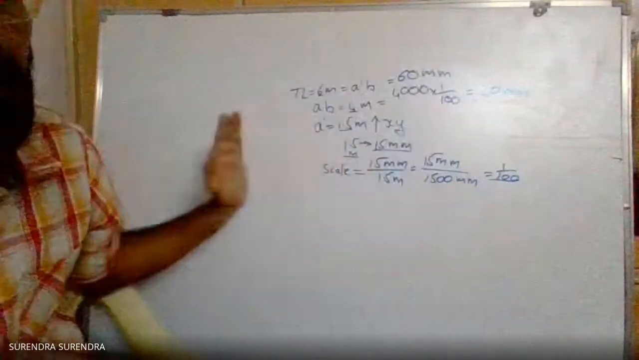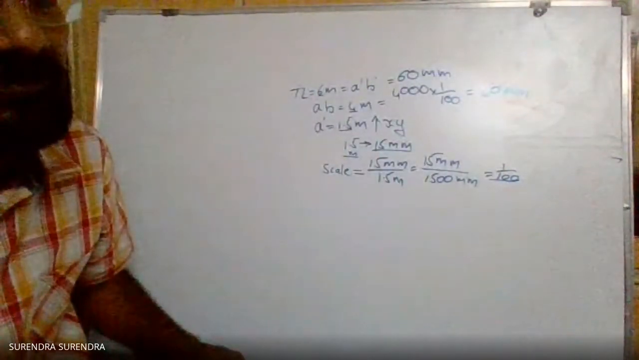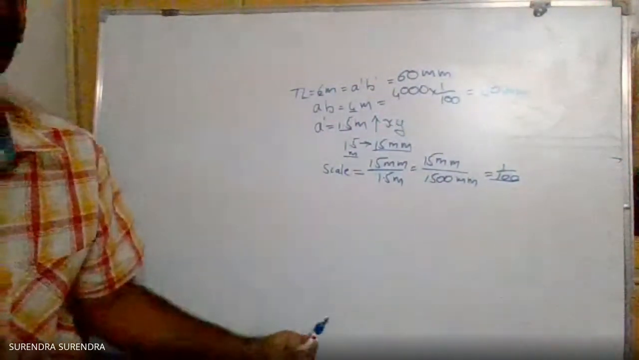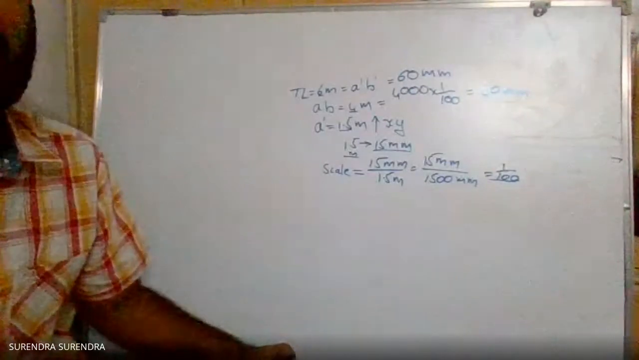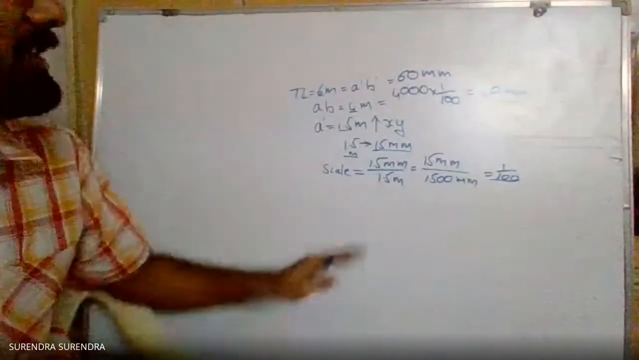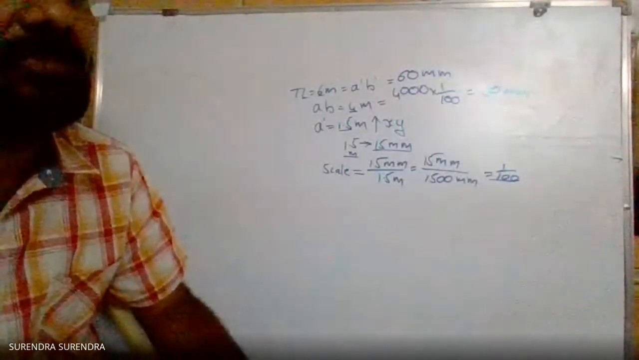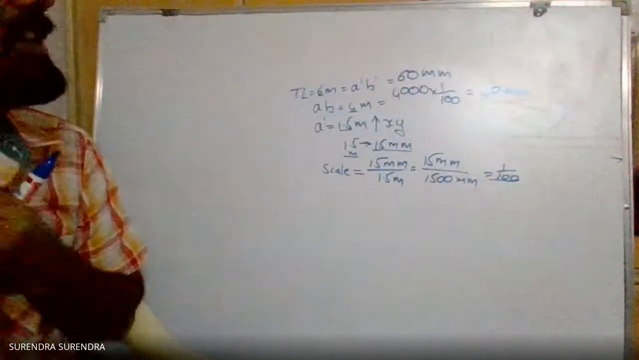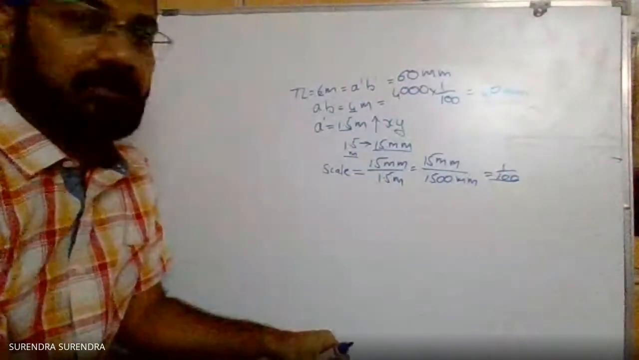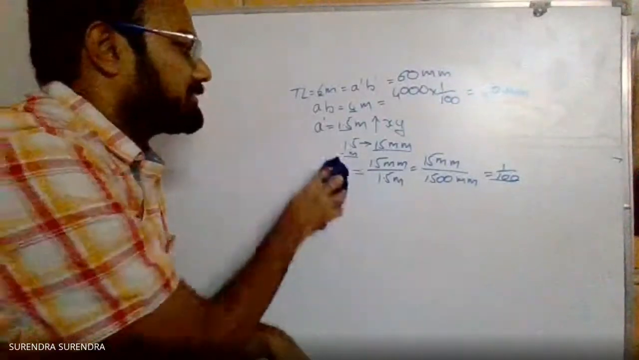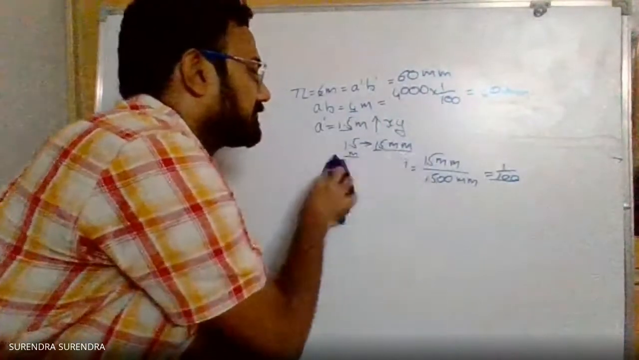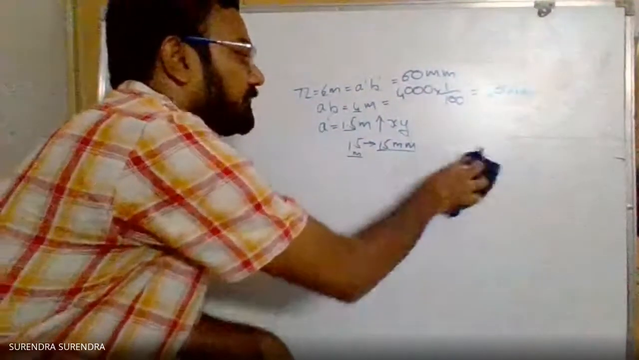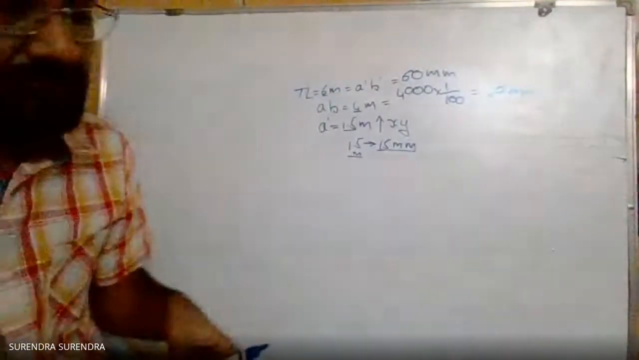Now, I'm giving 1 minute. Write down these values. We are reducing the scale to 1 is to 100. Reduction scale 1 is to 100 we are using. So the actual drawing is given in terms of meters and we are representing in terms of mm. For convenience, I'm erasing this. So using a scale of 1 is to 100.